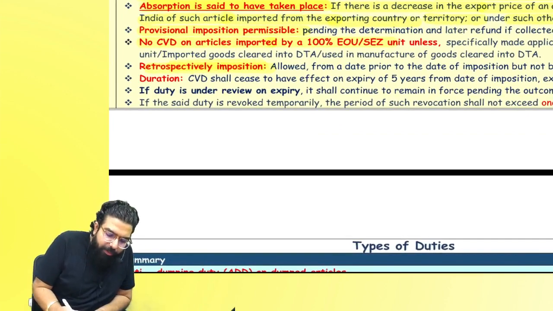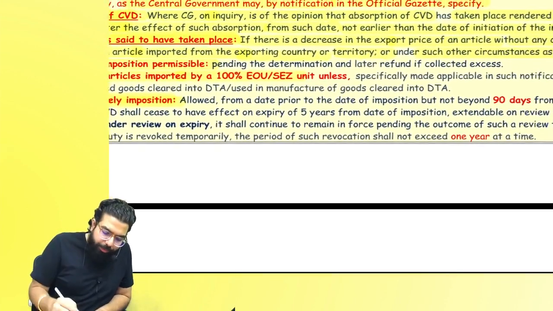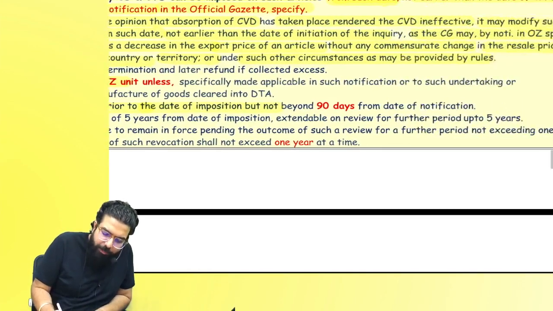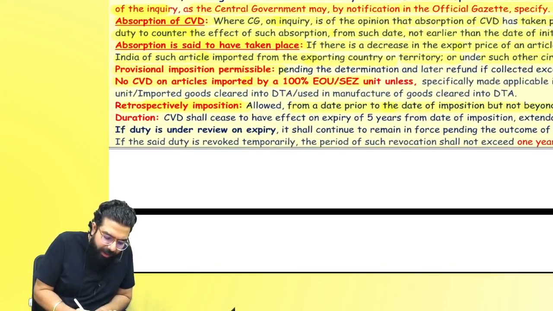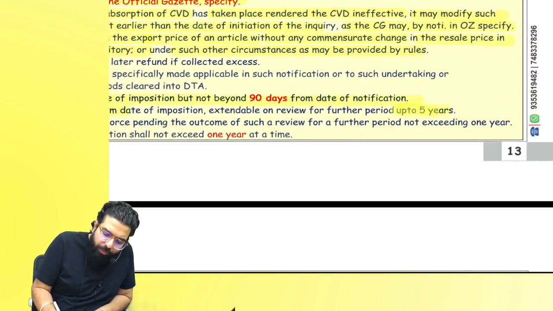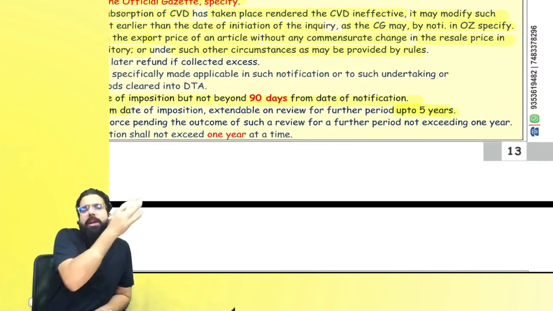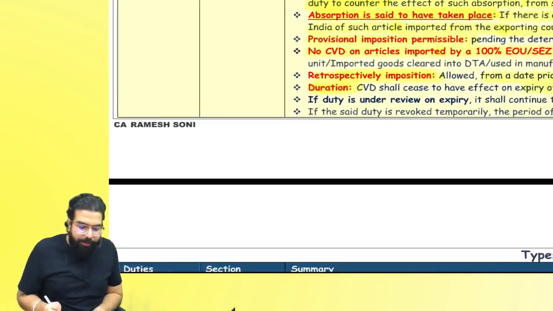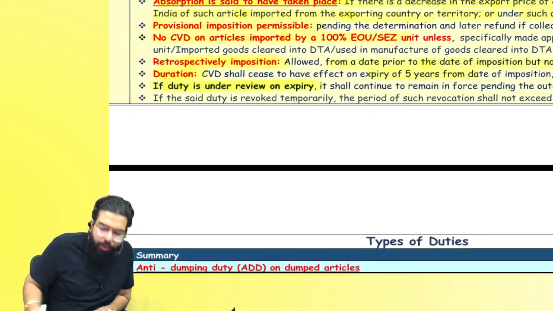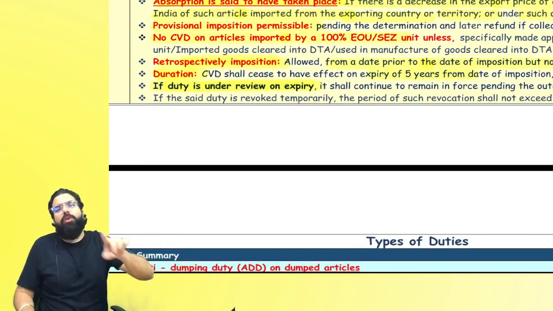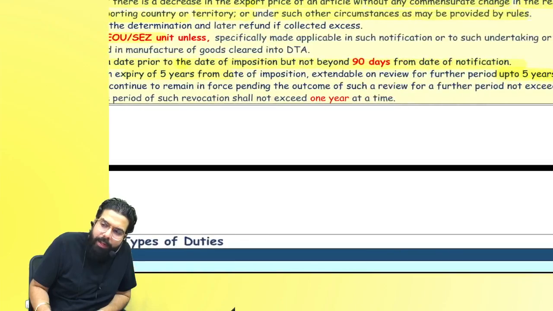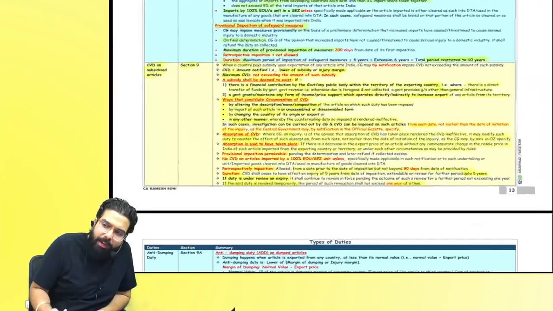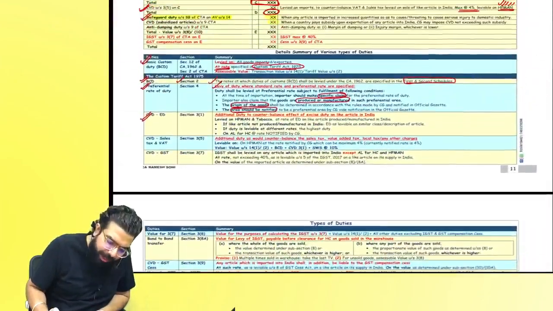Can retrospective imposition be there? Yes, sir, from a date prior to the date of imposition, but not beyond 90 days from the date of notification. What is the duration, everyone? 5 years, further extendable up to 5 years, means extendable by 1, 2, 3, 4, 5. Right, everyone? The next over here is if duty is under review on expiry, then it will continue to be levied for a further period of 1 year. Sir, can the duty be revoked temporarily? Yes, sir. 1 year at a time, temporary revocation of CVD on subsidized article can be done.